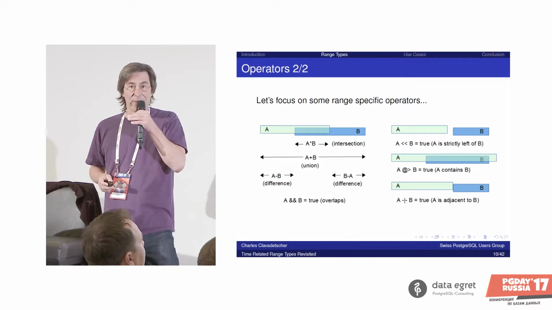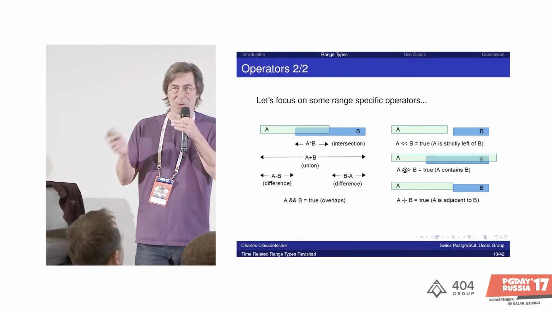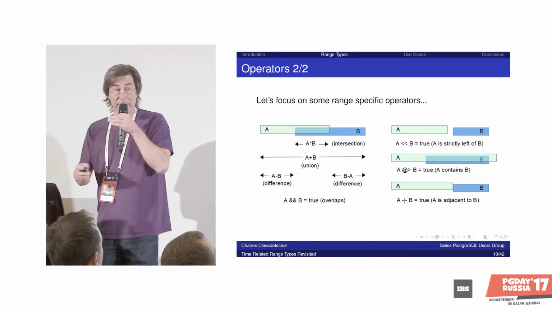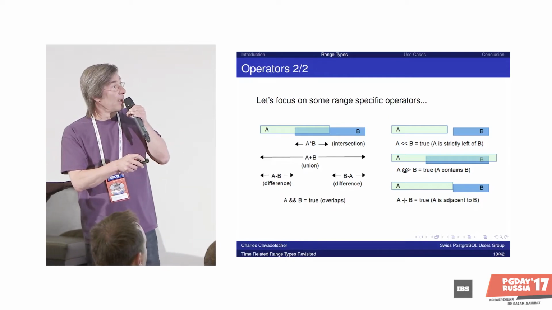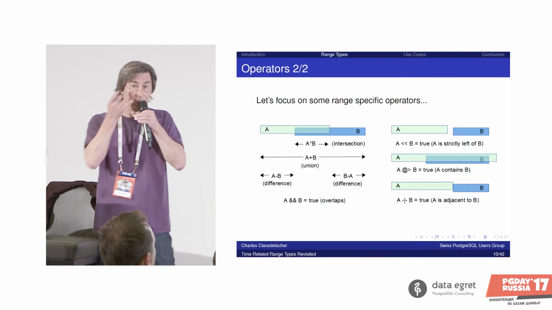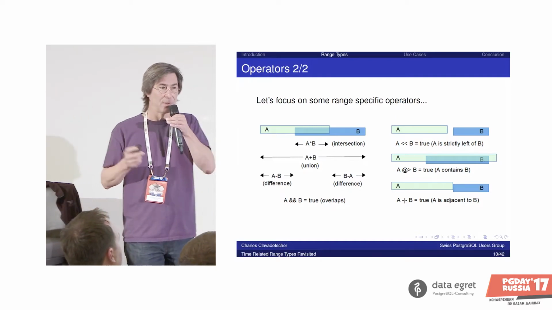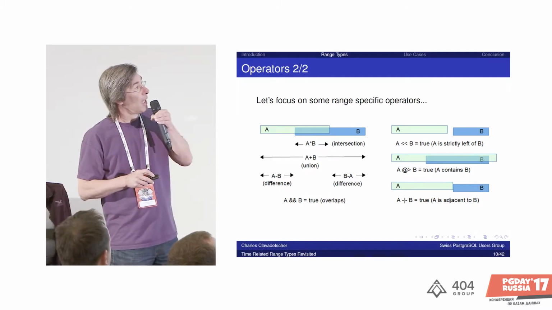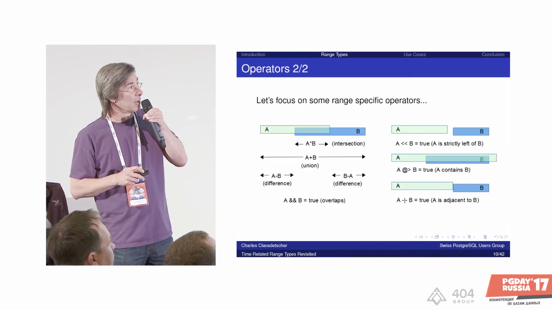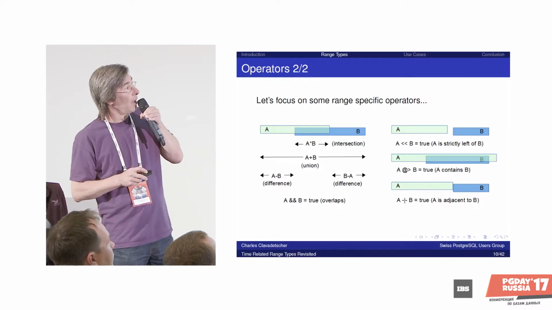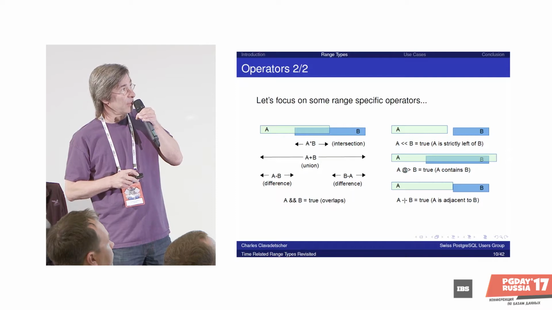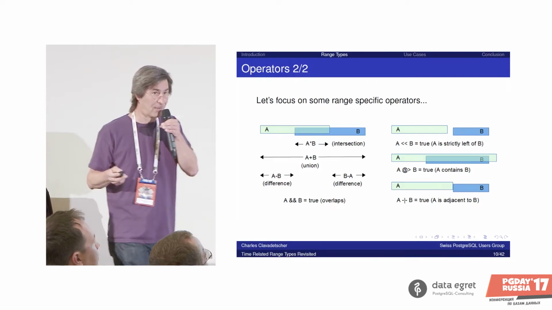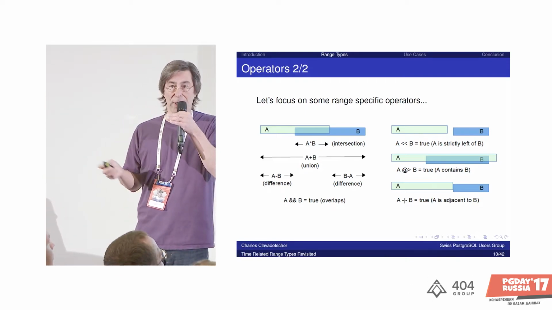With a difference, you have to be careful which range you put first, because it makes a difference if you compute A minus B or B minus A, as is illustrated here. This is a very helpful one, overlaps. It tells you if there are any values between two ranges that overlap, right? Now, the containment operator is also very helpful. You can check if a range is contained in another range, or if a value is contained in a range. This comes in very handy in the use cases I'm going to show you later on.